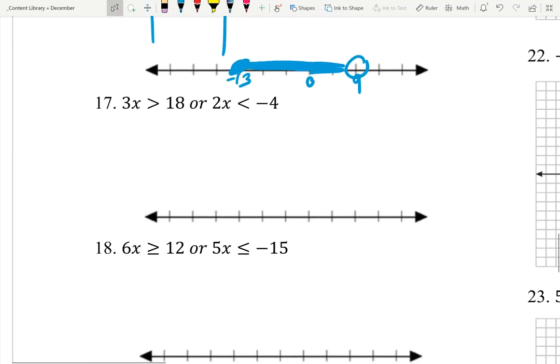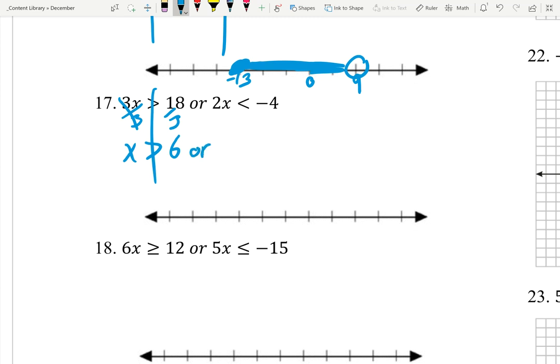Now, we haven't done an OR problem yet, but it's not really any different. We're just going to have 2 inequalities at the same time. So let's focus on this inequality first. To solve this inequality, it's simple. We just have to divide by 3. We end up with x greater than 6. So note, again, I did not divide by a negative, so I did not need to flip the sign. X is simply bigger than 6.